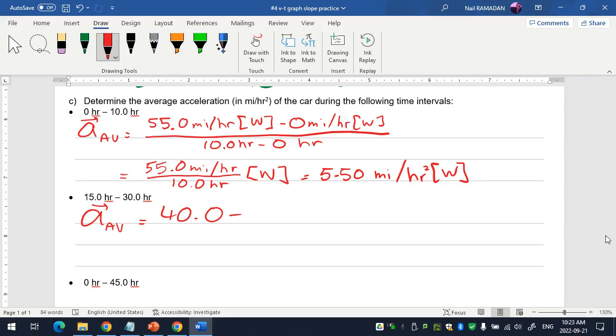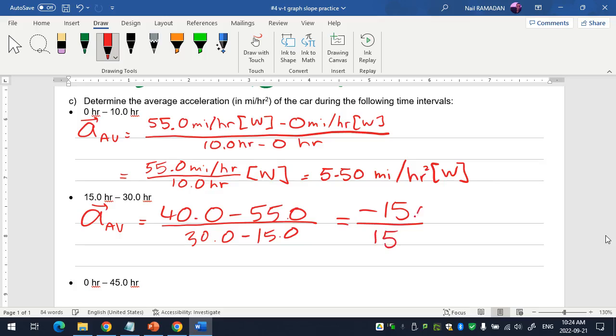So 40 minus 55, all dividing whatever that is, 30 minus 15. All right. What is 40 minus 55? 15 with a negative, so negative 15 over 15. Technically 15.0 and 15.0. What's negative 15 divided by 15? A solid negative 1. So it's a negative 1.